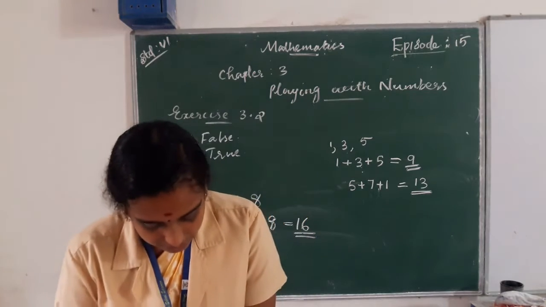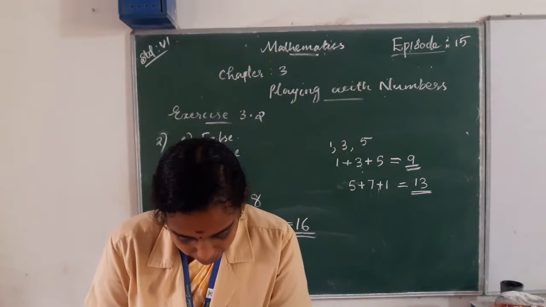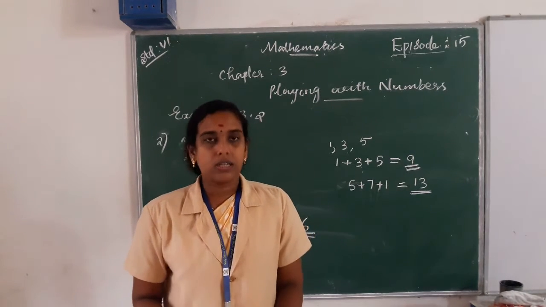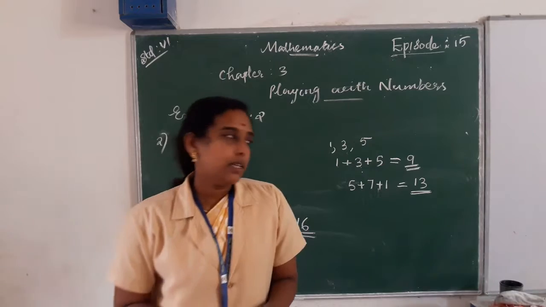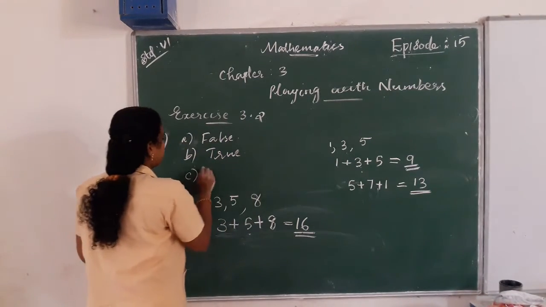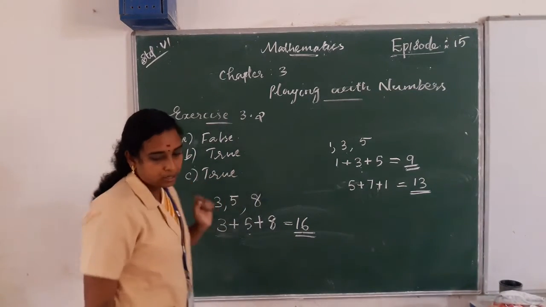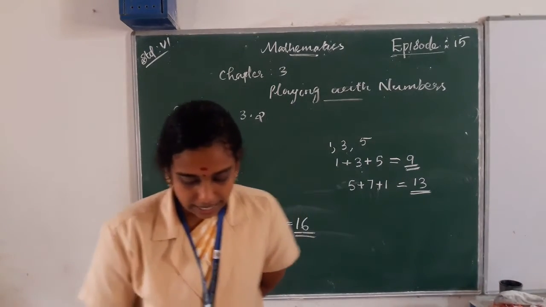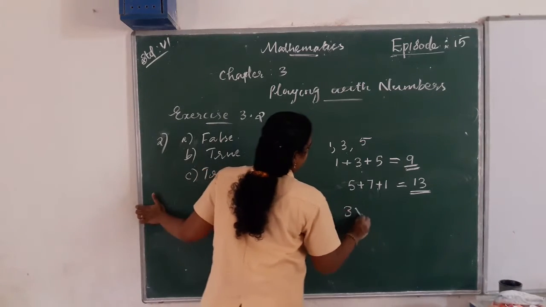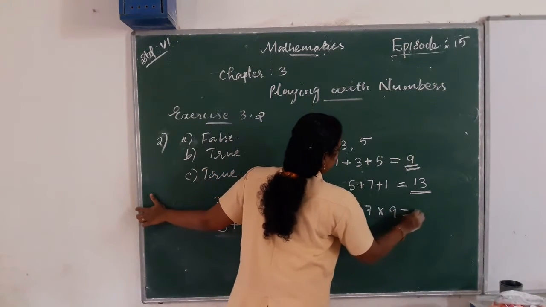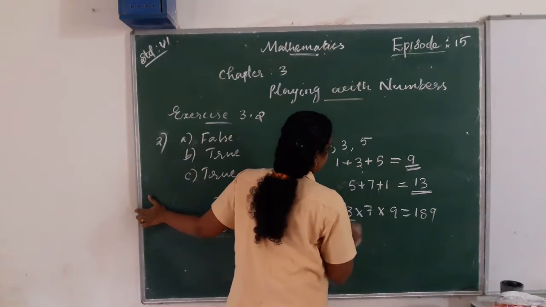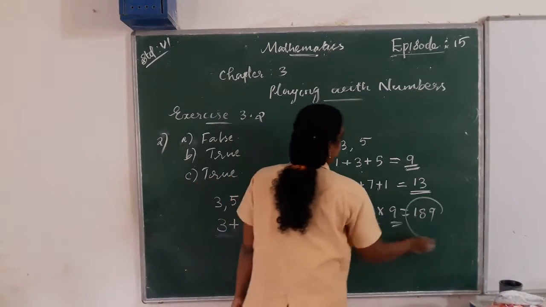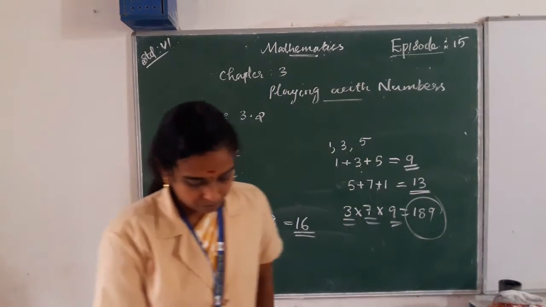And statement C: the product of three odd numbers is odd. Is it true or false? It is true. The product of three odd numbers is odd. That is 3 into 7 into 9, we get 189. 3, 7 and 9 are odd numbers and we also get an odd number. So the statement is true.